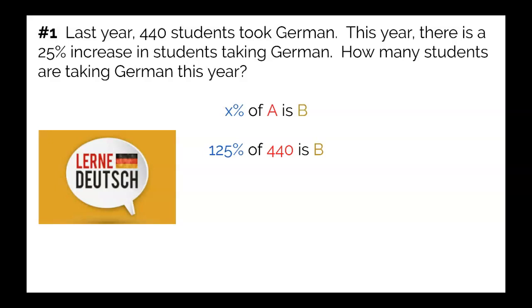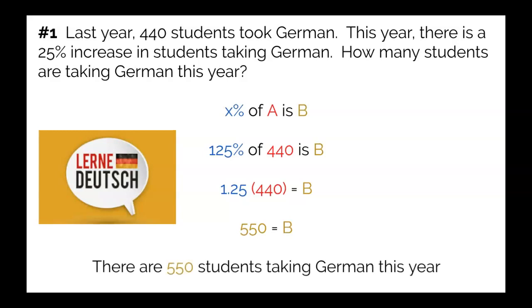I can change 125% to a decimal, 1.25, and recall that "of" is always multiply. So to solve this problem, I can simply do 1.25 times 440. When I solve that, I'm going to get that 550 equals B. Therefore, to answer the original question, there are 550 students taking German this year.